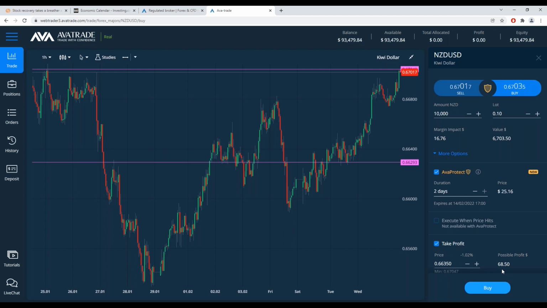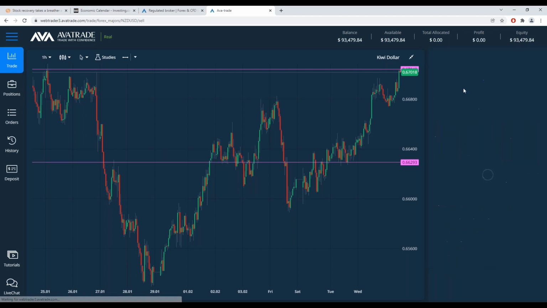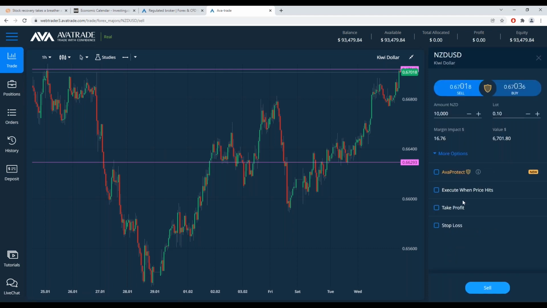So you have options with your risk management. And so let me just leave this as New Zealand USD possible. I want to go sell. Somehow it got on buy. My take profit down here at 66.35.